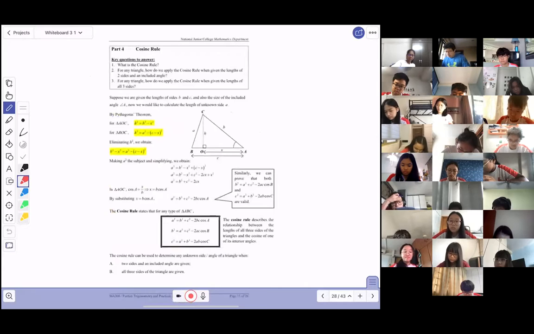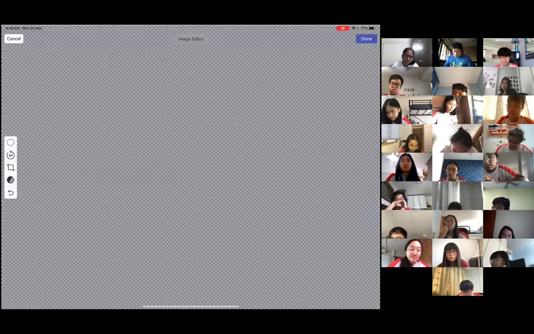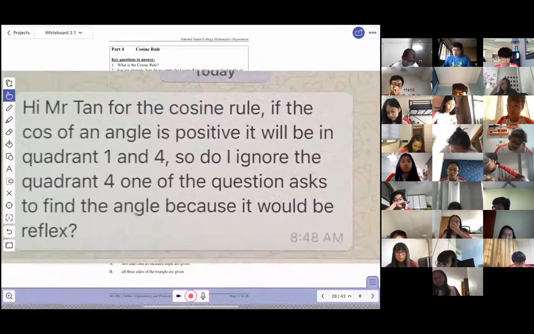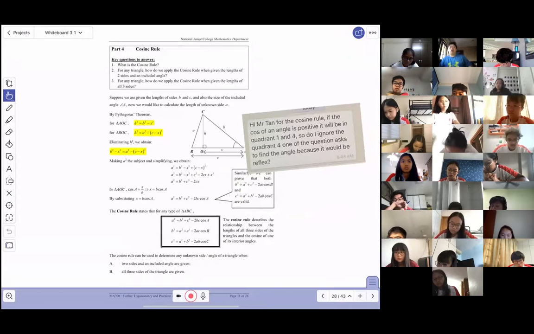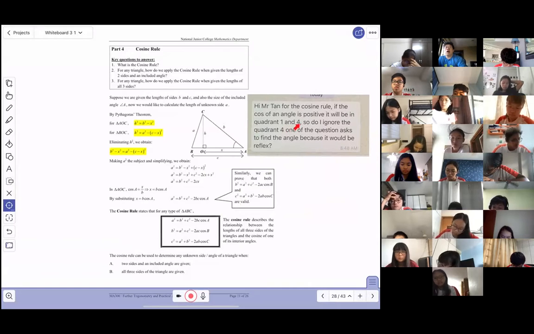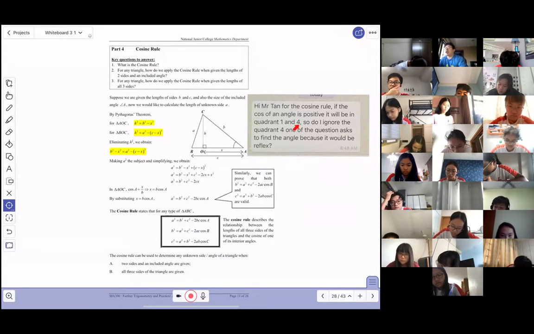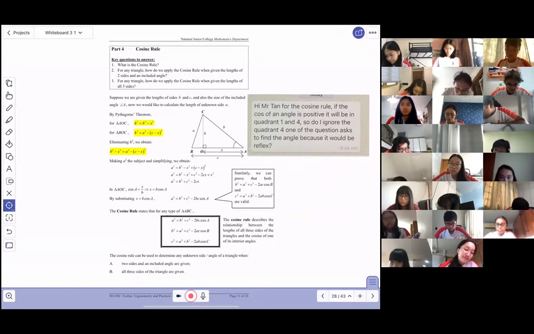One student very fast already asking about the cosine rule. Yes, that's correct. When you talk about quadrant 4 being positive, that is correct. So why is it for the cosine rule usually we don't consider the fourth quadrant? Yes, because an angle in the fourth quadrant would not belong to a triangle. If it reflects, it's not going to belong to a triangle, like what you said.